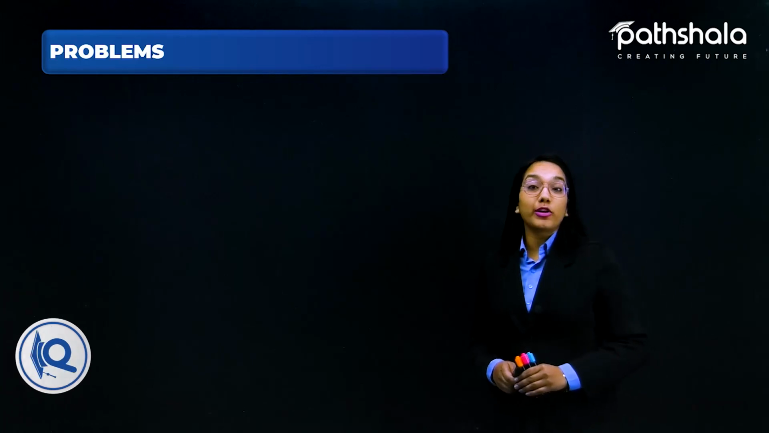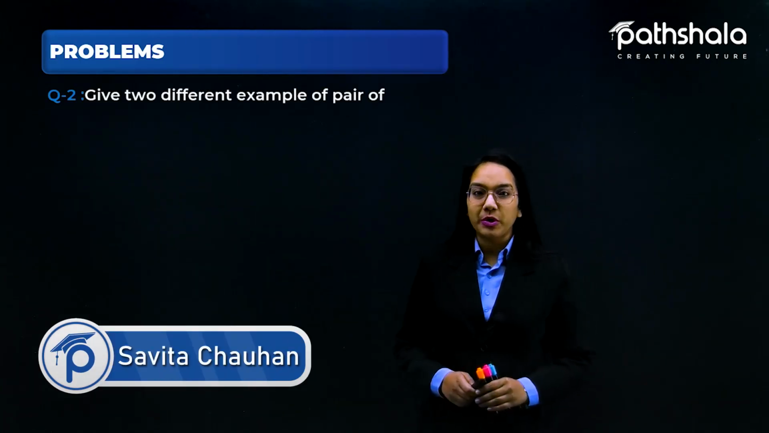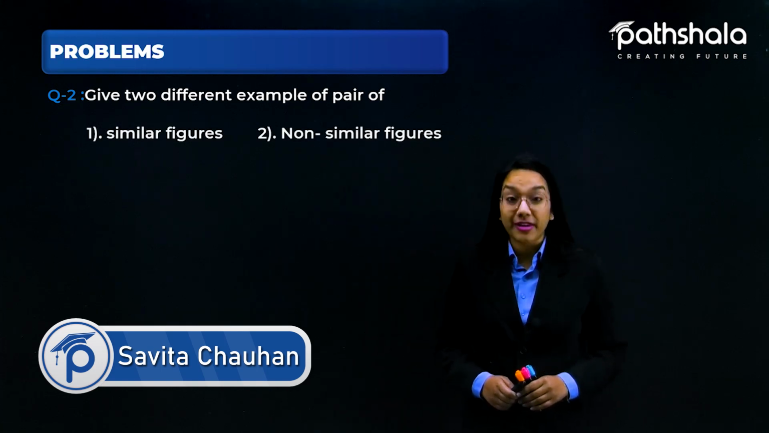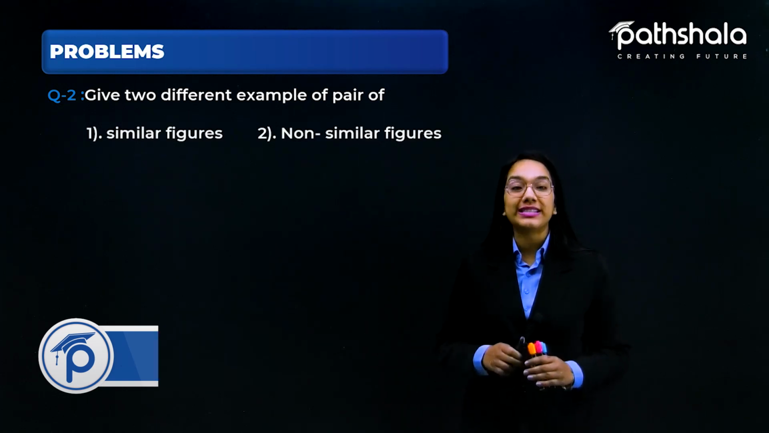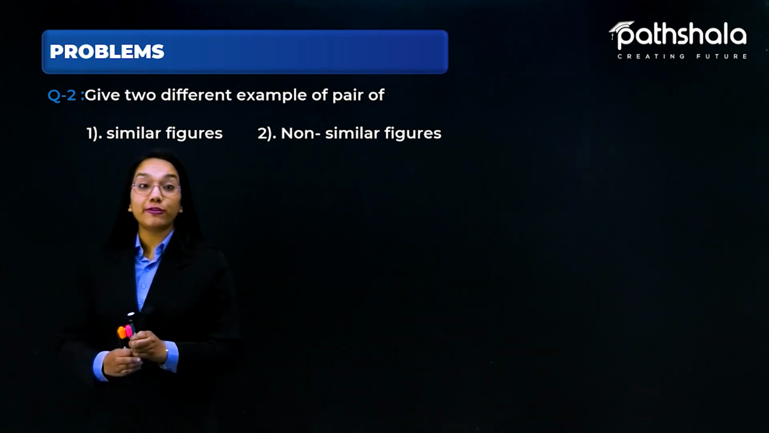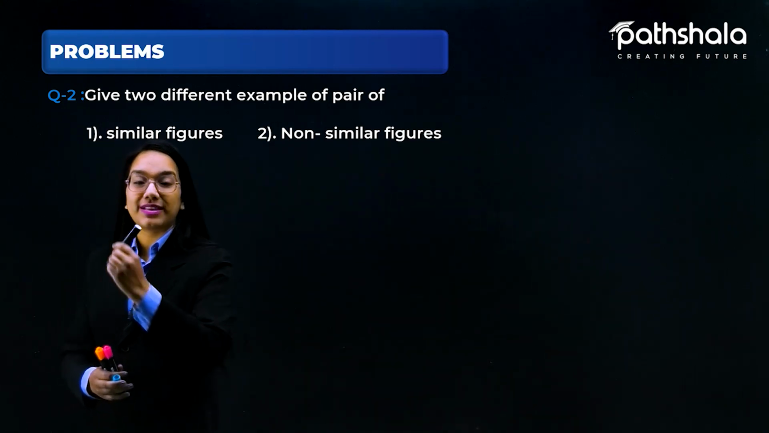Now let's talk about the next question, question number 2, which says give 2 different examples of the pair of similar figures and non-similar figures. So let's start with the very first part. We have to give 2 different pairs of similar figures.